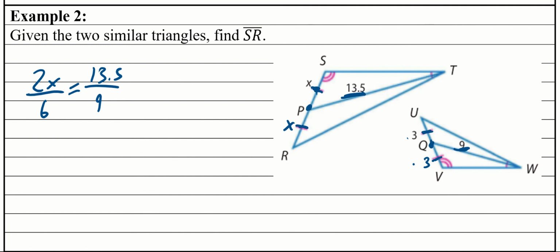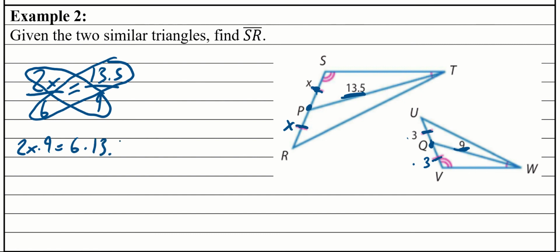And then here, there's a couple different ways to solve. One that I would always recommend, that I know is going to work, is cross multiplication. So that means 2x times 9 is always going to equal 6 times 13.5. 2x times 9 simplifies down to 18x. And if I want to do 6 times 13.5, I could type that into my calculator if I'm not sure, but that is going to give me 81. 6 times 13 is 78, and then add another half, so add another 3, that would be 81.